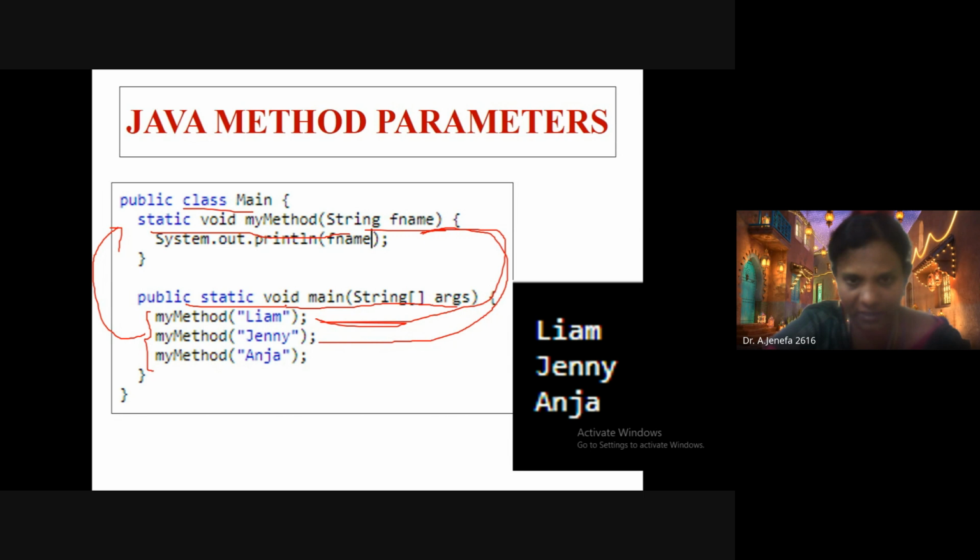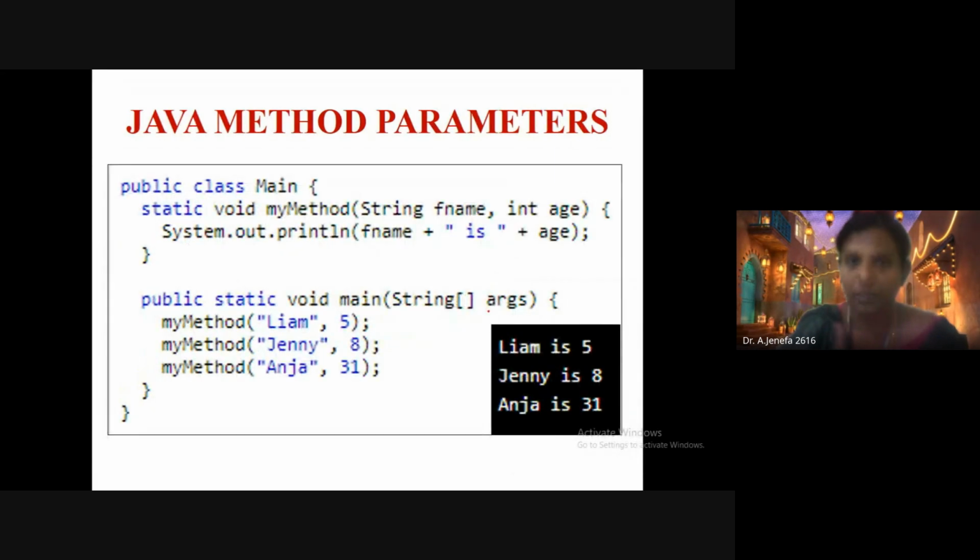So three times I'm calling this function with different parameters. For the first time this is the output, for the second time Jenny is the output, and for the third time the name Anja is passed from the function calling to the function definition. So that's why it's printing Anja here. This is how we pass values, or arguments or parameters, from function calling to function definition.